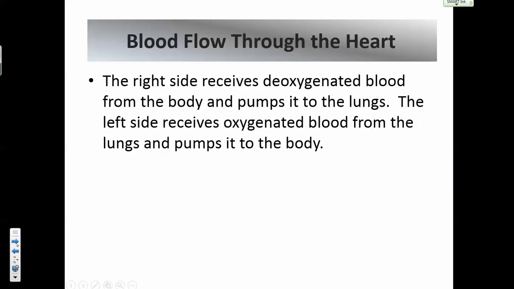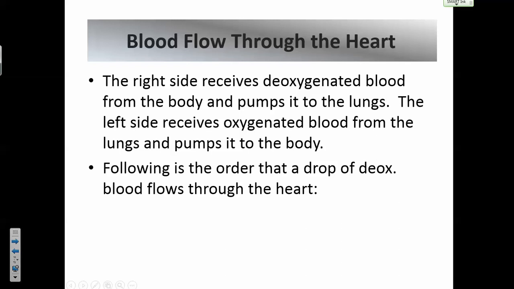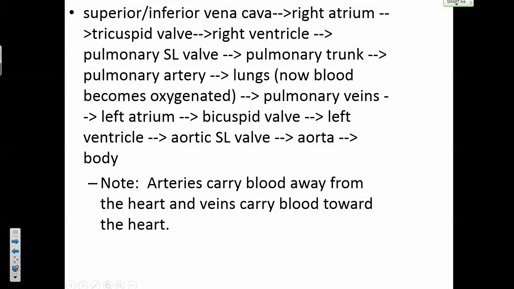Okay, so I've repeated on here the blood flow through the heart, like I did on the picture. So it's right there for you. You see it starts at the superior and inferior vena cava, into the right atrium, through the tricuspid valve, into the right ventricle, through the pulmonary semilunar valve, into the pulmonary trunk, and so on. See that there? And on a special note, remember, arteries always carry blood away from the heart, regardless of whether that blood's oxygenated or deoxygenated. Arteries carry it away from the heart, and veins bring it back to the heart.